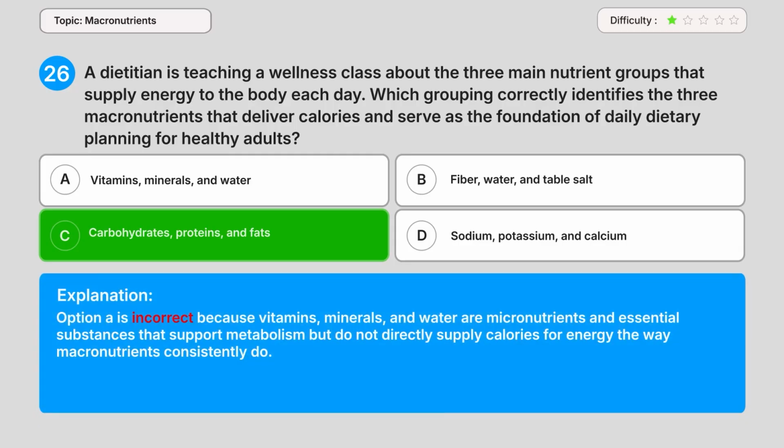Option A is incorrect because vitamins, minerals, and water are micronutrients and essential substances that support metabolism, but do not directly supply calories for energy the way macronutrients consistently do.